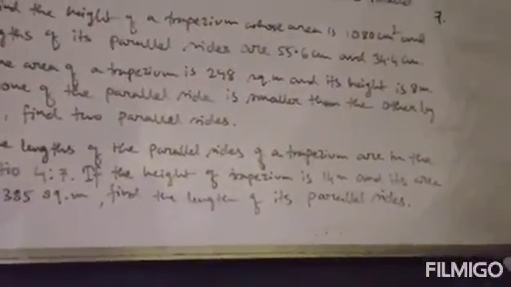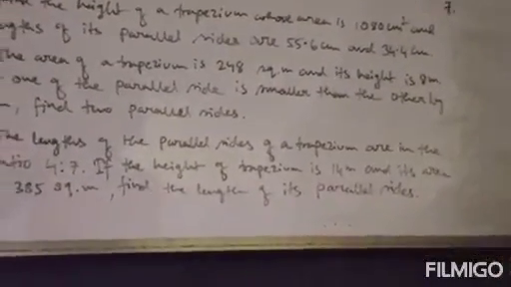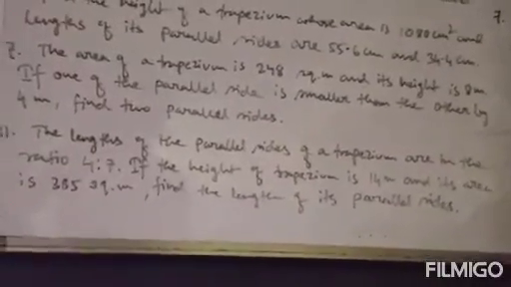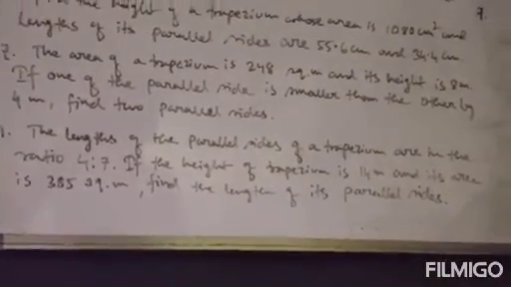Next question number 7. Question number 7 says the area of a trapezium is 248 square meter and its height is 8 meter. If one of the parallel sides is smaller than the other by 4 meter, find the two parallel sides.